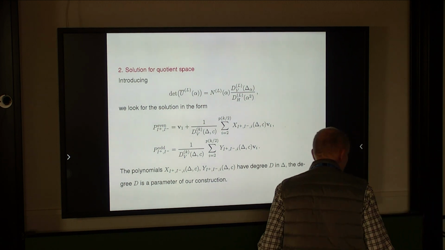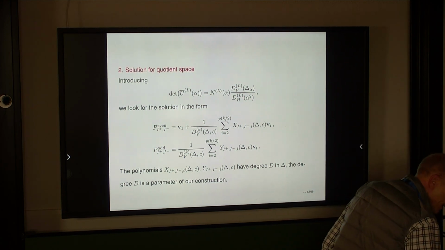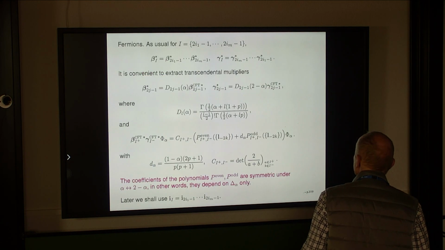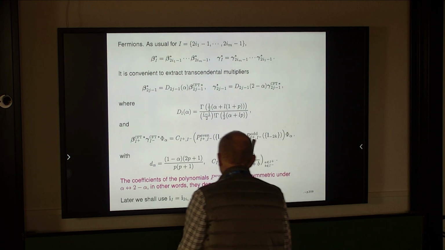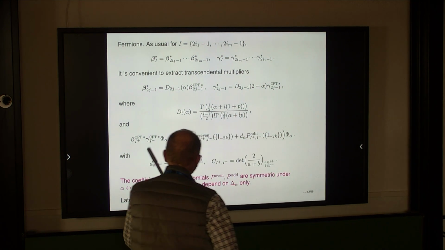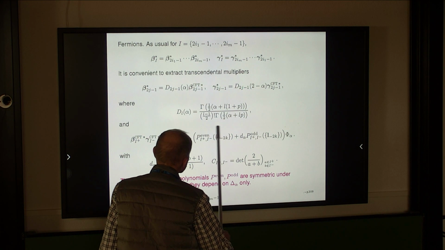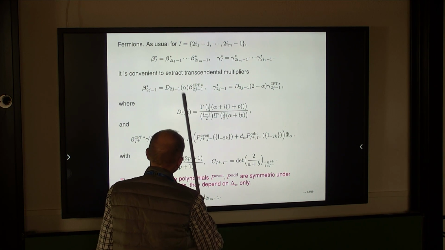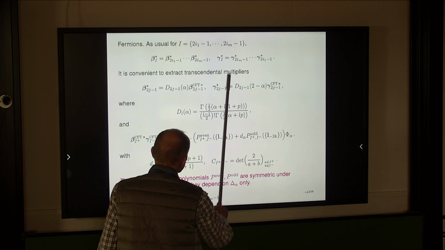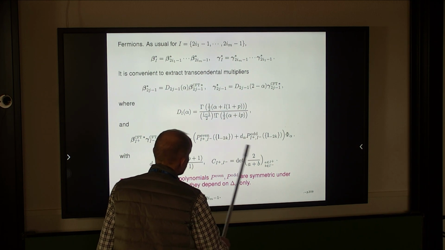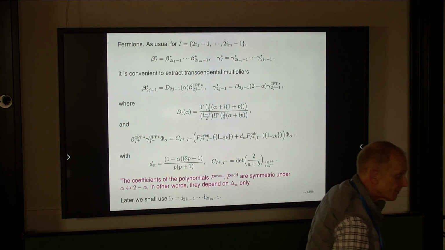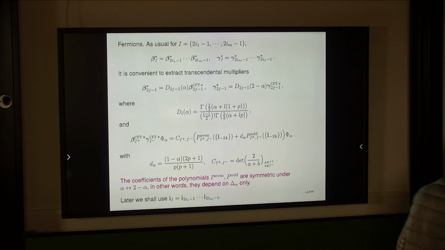For higher levels, as I said before, the solution looks like this. The transcendental functions are only gamma functions here, and there will be products of them, because I have many fermions. There will be products of these, and then some polynomials in delta. So finite products of gamma functions, which can be long, and some polynomials.